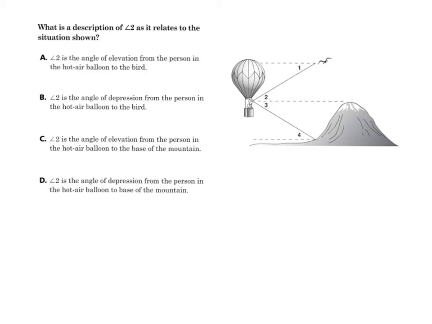In this particular one, it says, what is the description of angle 2 as it relates to the situation shown? So I have 4 answer choices here. If you look at angle 2, it is this angle created right here. The dotted line is always, unless it's specifically noted, your original line of sight. So in this case, your dotted line here is down here, and you're now looking up here. So if you're talking about this guy, he's in the hot air balloon, his original line of sight is straight horizontally, and his new line of sight, he's looking at the bird. So this is going to be an angle of elevation.